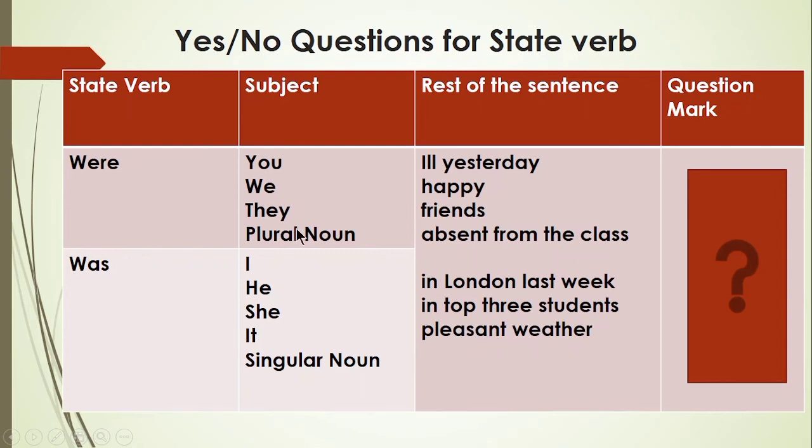Now how to answer it? We answer it with yes, comma, followed by the subject and then was or were. For example, were you ill yesterday? Yes, I was. Or if not, no, I was not. Were they friends? Yes, they were. Or no, they were not. So that is how we answer yes/no questions for state or existence.